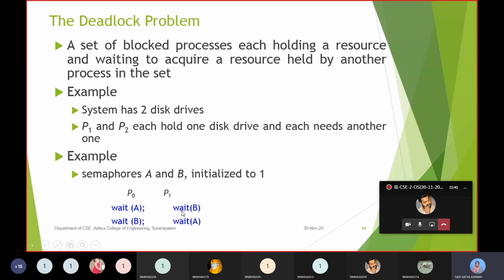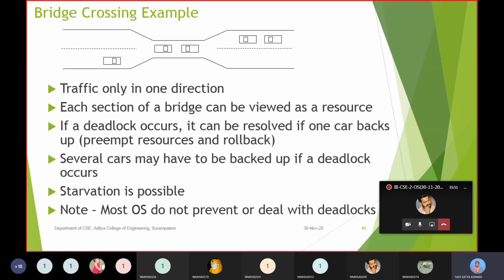So here P0 is waiting for P1 and P1 is waiting for P0. Okay. So both are in a circular waiting state, which is called a deadlock situation. So these are the examples related to deadlock. And to describe deadlock, we are taking an example of a bridge crossing.